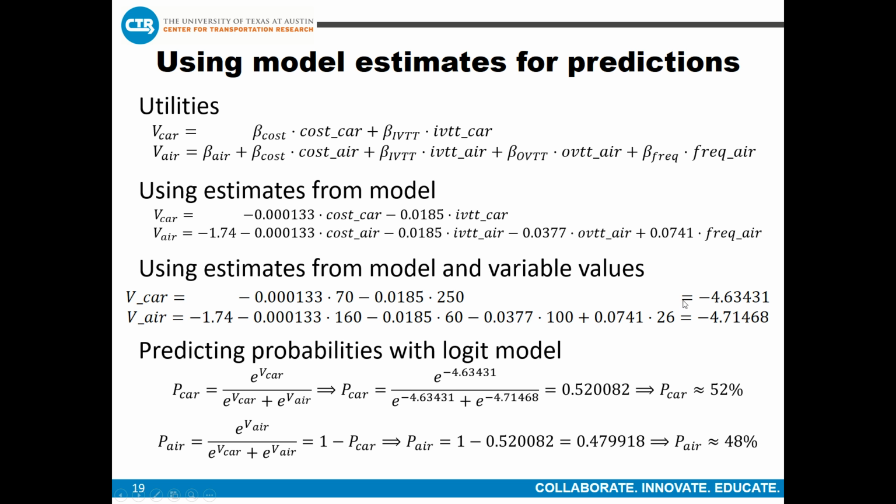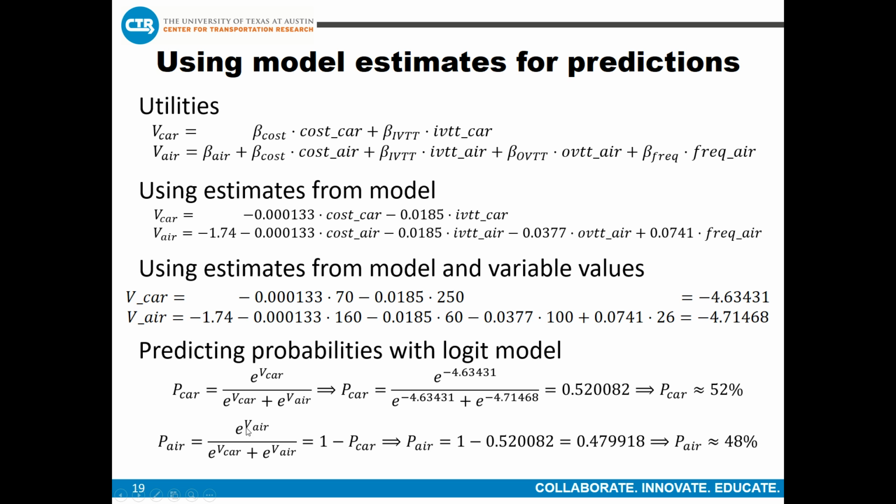So after we know the utilities of these two, how do we calculate their probabilities for a logit model? The probability for car is the exponential of the utility for car divided by the exponential of the utility for car plus the exponential of the utility for air. It's very simple. We already have these two values, so we just plug in minus 4.6 here, minus 4.6 here, and minus 4.7 here, and we get 0.52. This is about 52%. So great, we already have our probability for car, it's 52%.